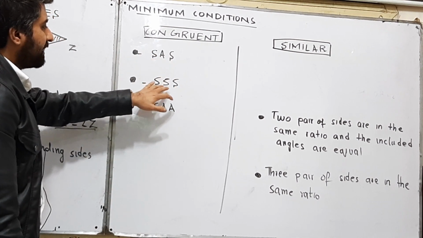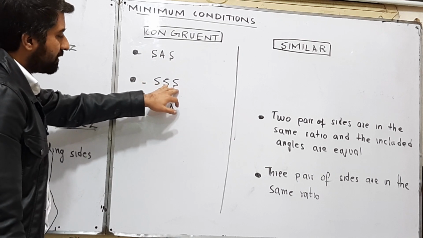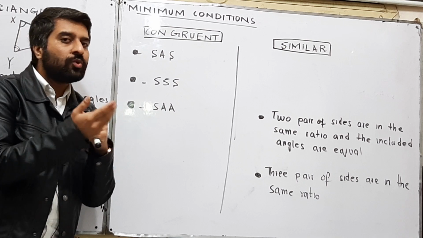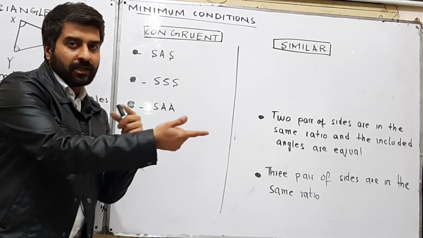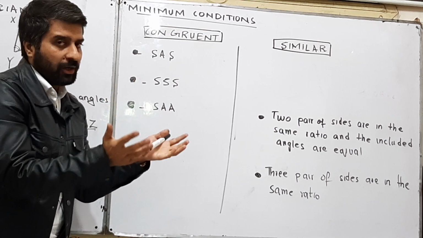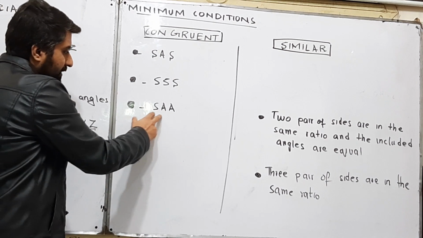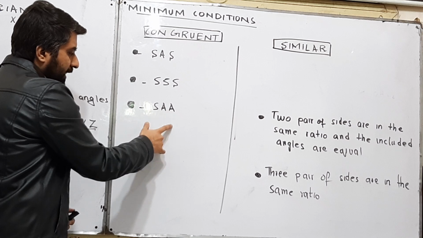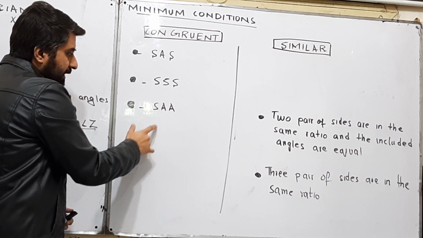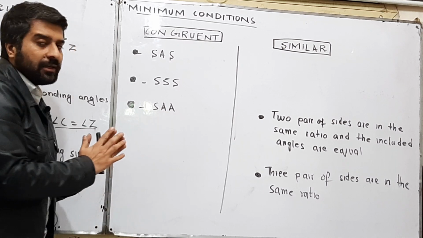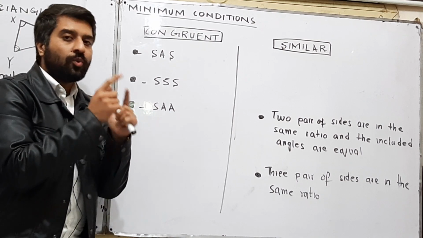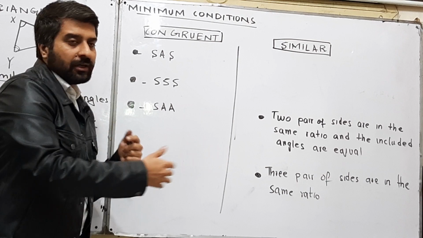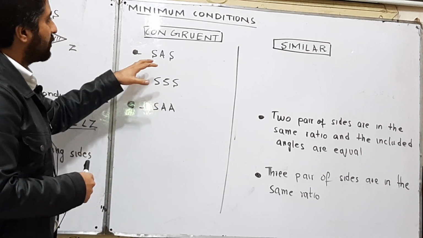The next one is SSS, meaning side, side, side. In this case, three sides of one triangle are equal to the three sides of the other triangle which we are talking about. And the next one is SAA, which means one side and two angles, A for angle. One side and two angles of one triangle will be equal to one side and two angles of the other triangle. So, these are the conditions for congruency.